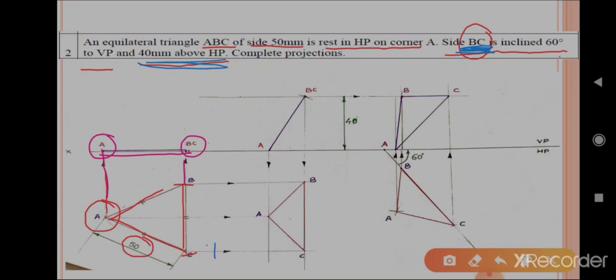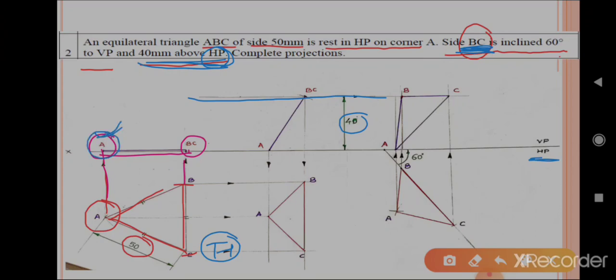When we start the problem in HP, first take the inclination or the condition that is given in the problem with HP. So draw the 40 mm line that is away from HP, meaning above the HP, and the plane is resting on one of its corners.